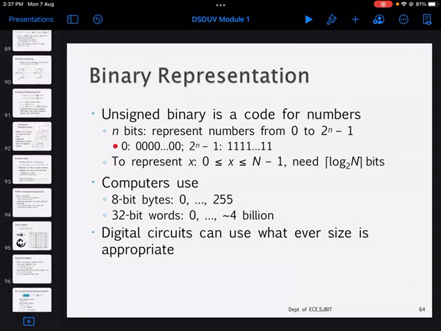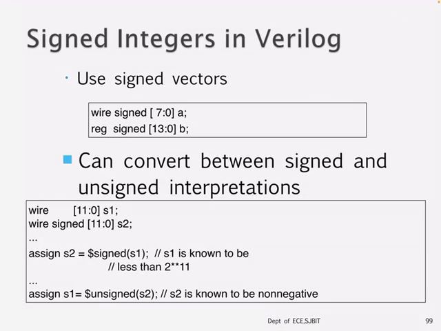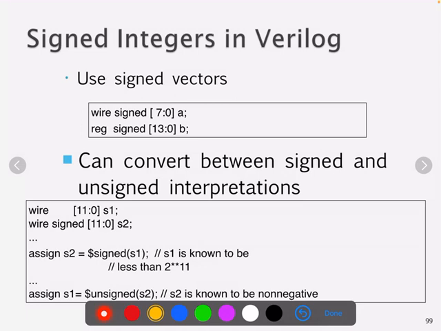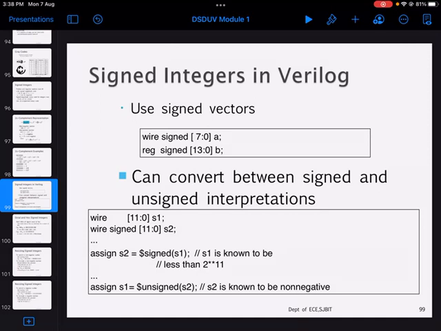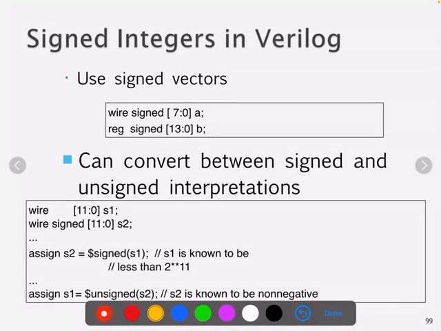After these binary numbers, we have signed integers. Unsigned integers is what we have seen. Now, how do we make use of signed integers in Verilog? This is another type: wire signed [7:0] a. So a is an 8-bit vector which is of type signed. Similarly, b is also a signed vector of size 14 bits. 13 down to 0 is 14 bits.